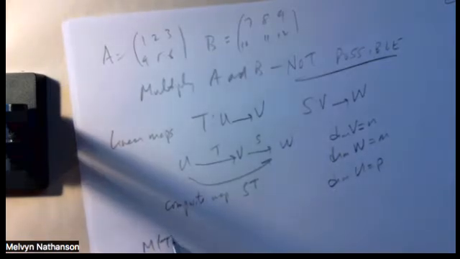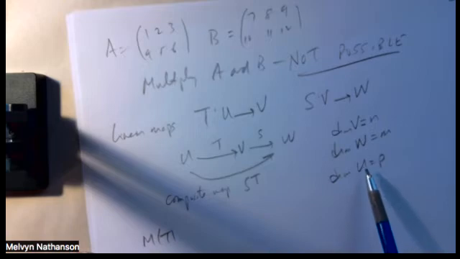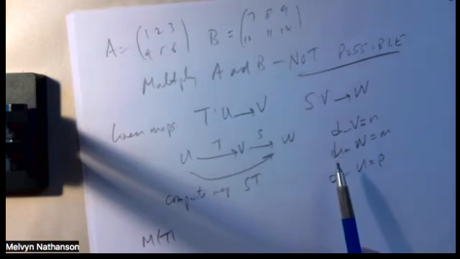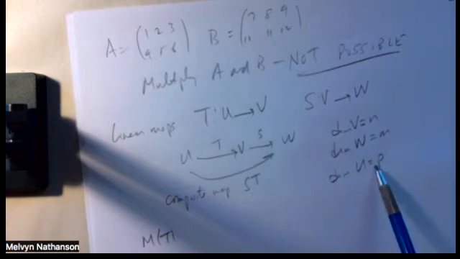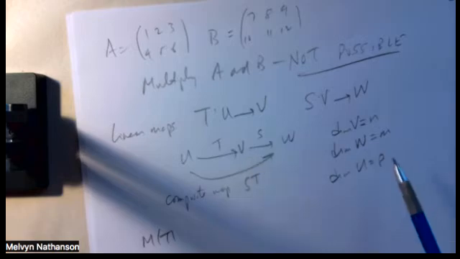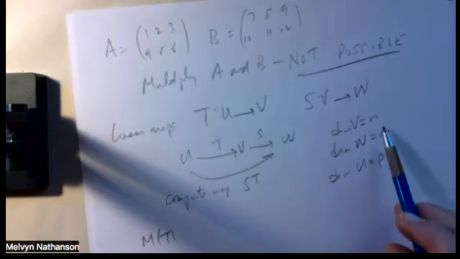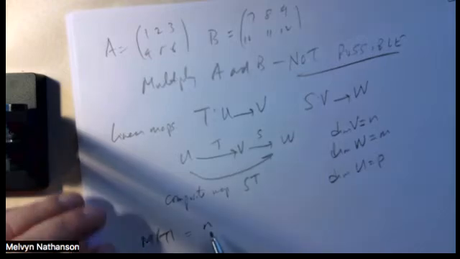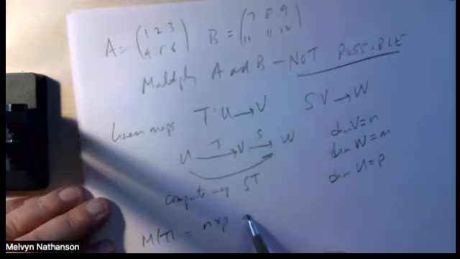So the matrix for T, if T is a map from U to V. U is dimension P, T is from U to V, S is from V to W, and W has dimension M. So the matrix for T is going to be an N by P matrix.